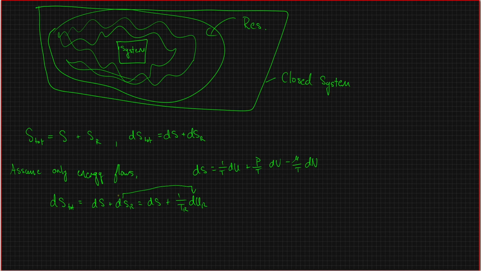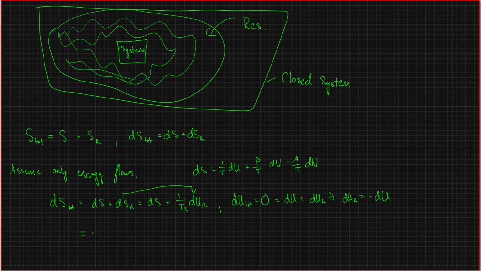So going from here to here is just using the first law of thermodynamics as applied to the reservoir and assuming that only energy flows. So you can get this expression. And at this point, you just have to remember that, of course, the total energy is conserved. And therefore, what do we have? We've got dU plus dU_r equal to 0. So that tells us that dU_r can be expressed in terms of the system's change in energy, just the negative of it. So whatever the system gains, the reservoir loses, and vice versa.